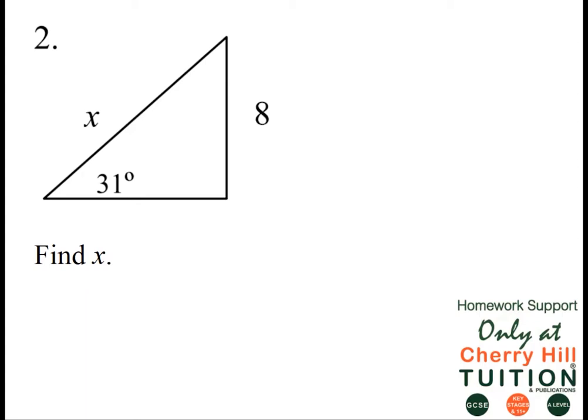So question 2, we have been given a right angle and we have one side and one angle, and we need to work out the missing side x. In questions like this, we always need to use SOHCAHTOA, so the best thing to do is always write this formula down.